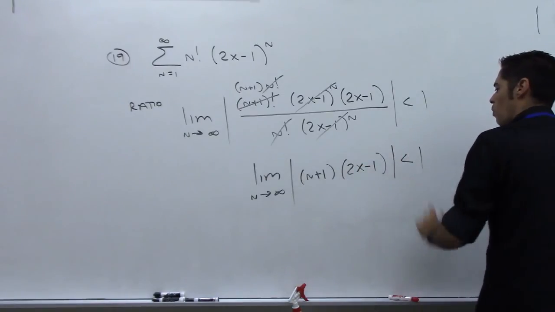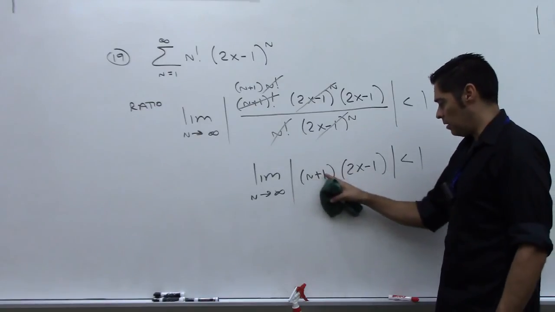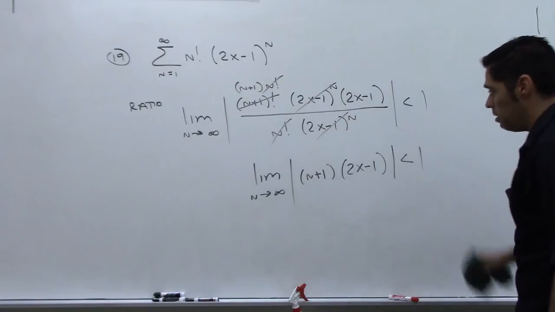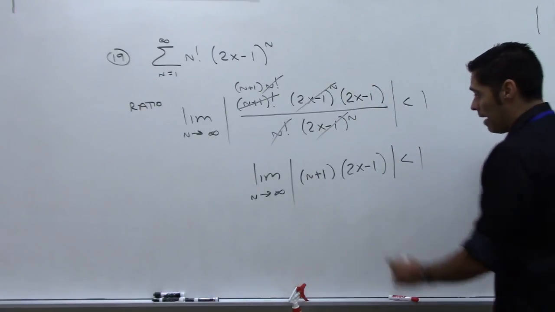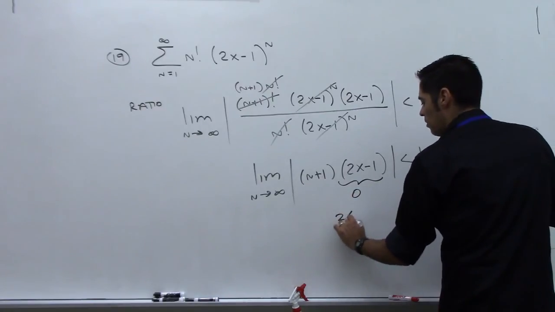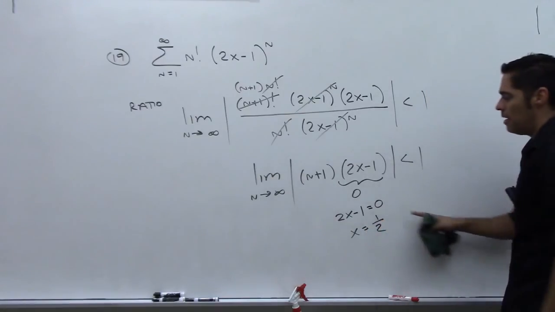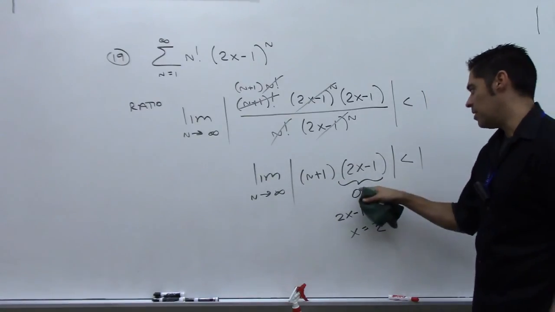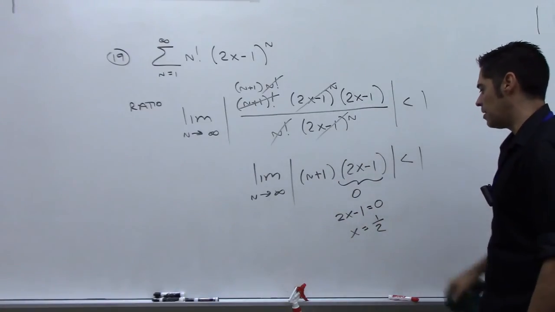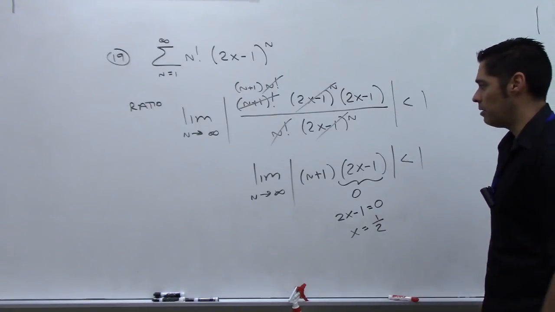I need that to be less than 1, but the problem is that as n goes to infinity, this gets infinitely large and I can't control it. So this is going to blow up. The only way I'm ever going to have any control of that is if this is 0. So if I let 2x minus 1 be 0, that means x is a half, then this doesn't matter anymore because that is 0. No matter how big that starts to get, times the number 0 should be less than 1. So if I let x be a half, that's the only time it's going to converge.